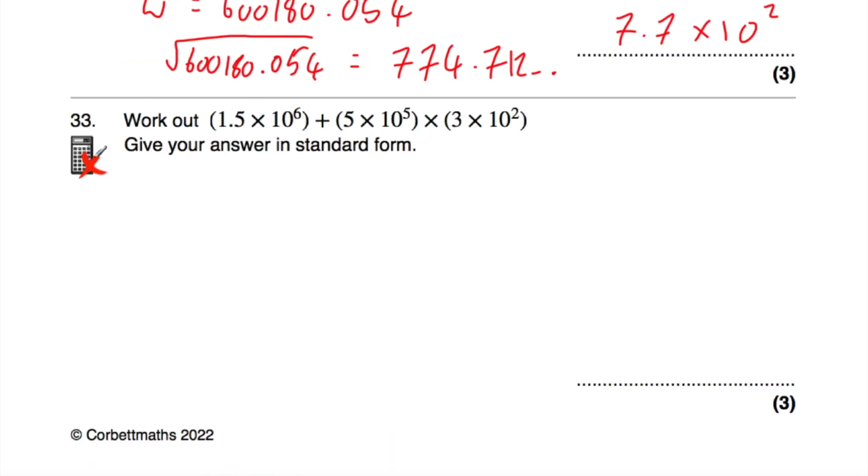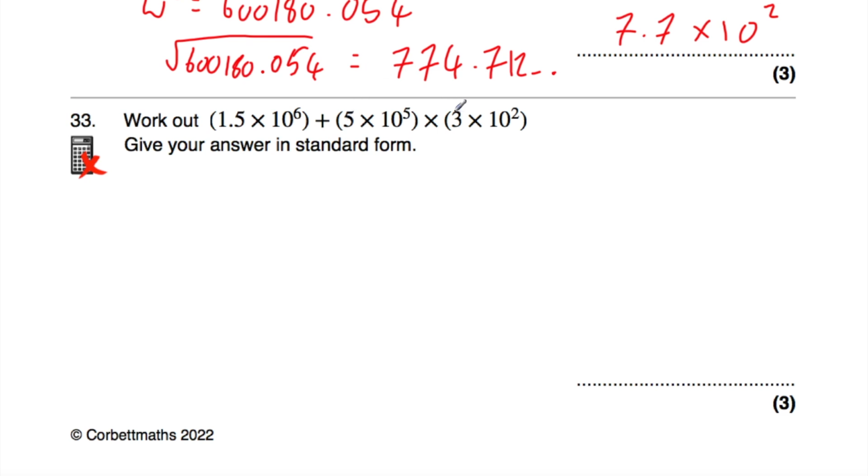Okay, let's look at our next question, question number 33. So question number 33, we've been asked to work out 1.5 times 10 to the power of 6 plus 5 times 10 to the power of 5 multiplied by 3 times 10 squared, and to give our answer in standard form. So here we've got an addition and we've got a multiplication. And remember our order of operations. We need to do our multiplications before we do any additions. So let's do this multiplication first.